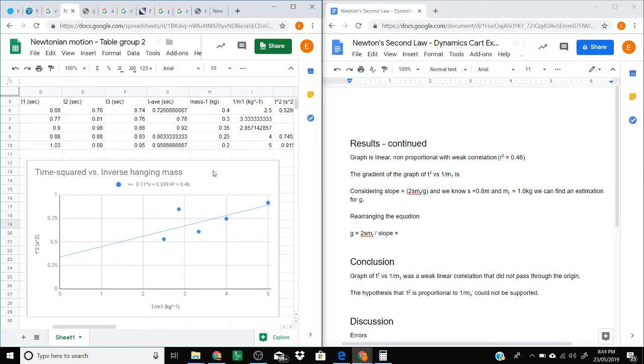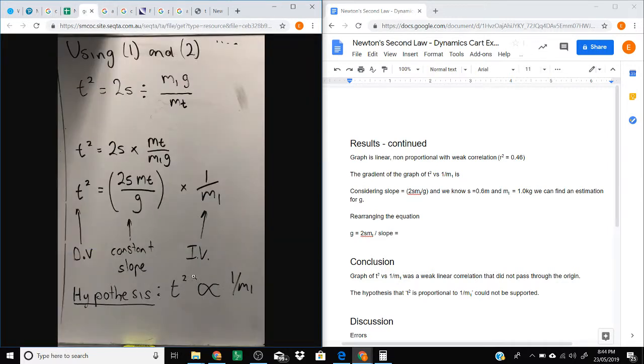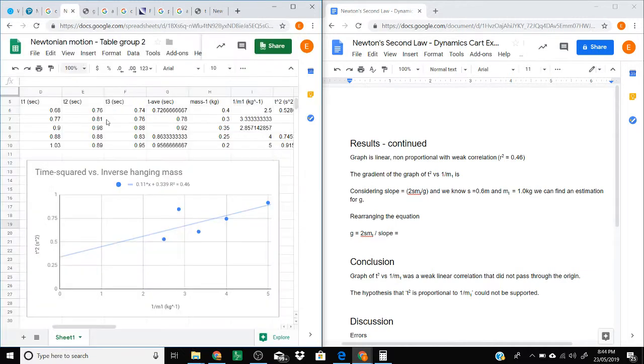So we're going to have a look at this graph that we made, and we're going to analyze it a bit further. So in our theory, get the right picture. There we go. Our hypothesis was that time squared would be proportional to 1 on m1, and our graph, we don't have the evidence for that. We'll come to the conclusion in a minute. We're going to do a few things with this graph at least. Okay, so I've written down some notes ahead of time, so this doesn't take a great deal of time.